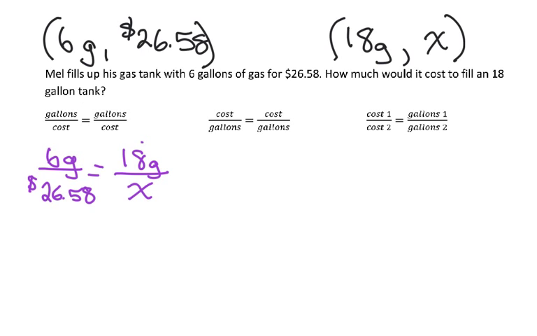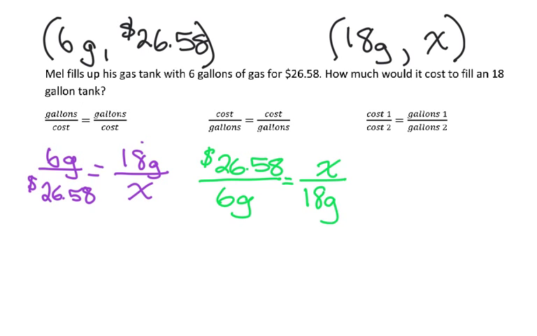Another way to set it up is by putting cost on top. In the first pair, the $26.58 was paired with the 6 gallons, and our unknown cost was paired with 18 gallons. Notice again how our costs are in the top of the proportion and our gallons are on the bottom. As long as the labels match across the top and across the bottom, you've set it up correctly.